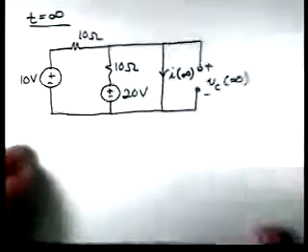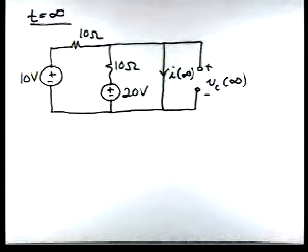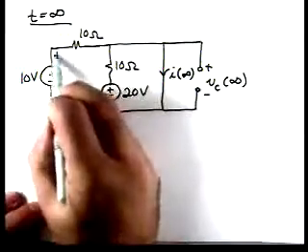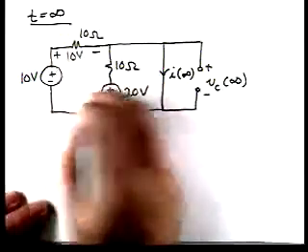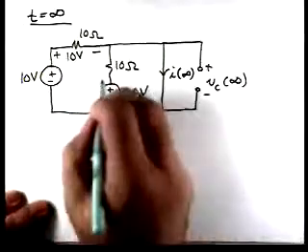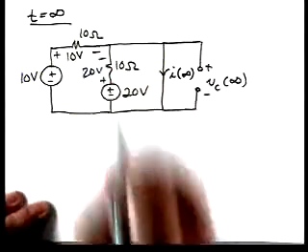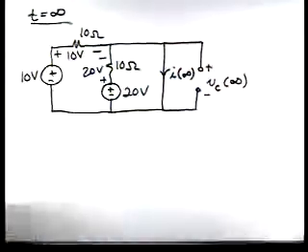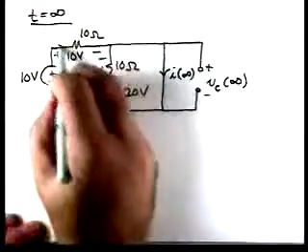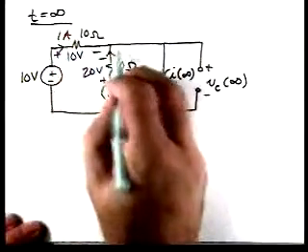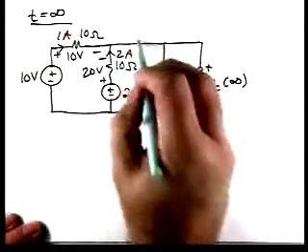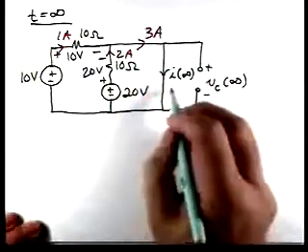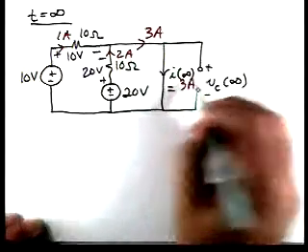Now let's look at t equal infinity to get our final values. By using KVL, we can see there has to be 10 volts here, just by KVL around this loop. There has to be 20 volts across that resistor. Again, that's KVL around this loop. So this current's 1 amp. This current's 2 amps. So if we do KCL, that's 3 amps. That tells us that i(infinity) is 3 amps.